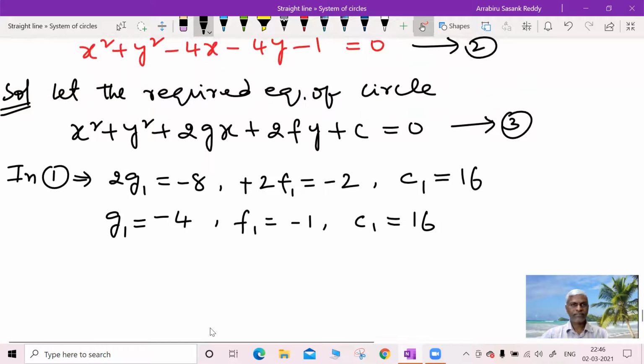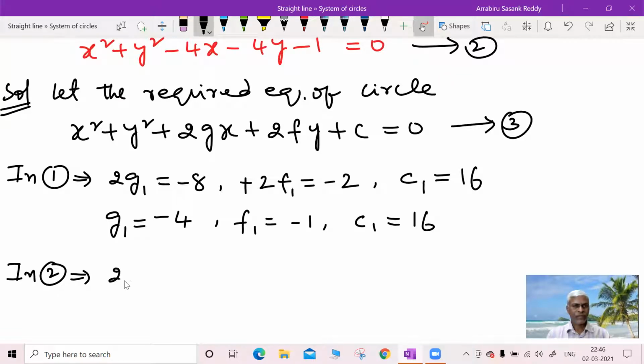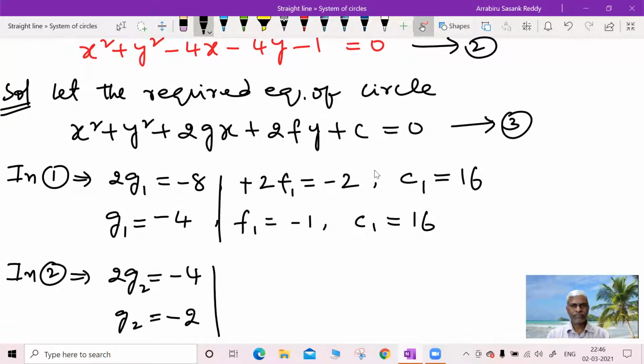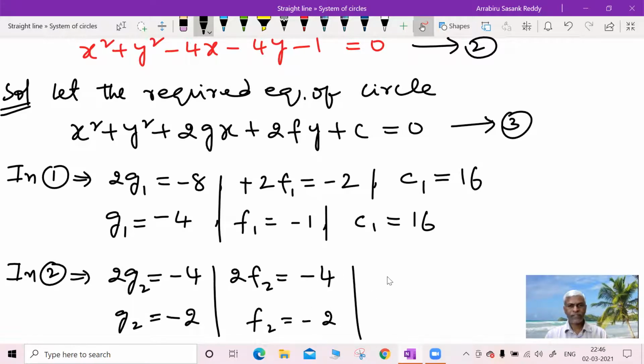Similarly, we can write the g, f, c values in the second circle. 2g2 is minus 4, and g2 is minus 4 by 2, which is minus 2. 2f2 is minus 4, and f2 is also minus 2, and c2 is minus 1.